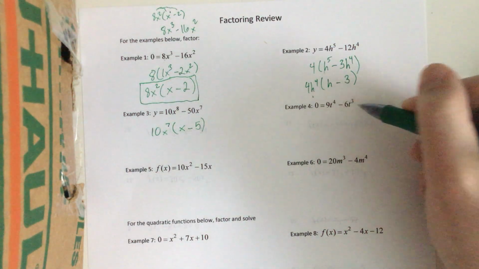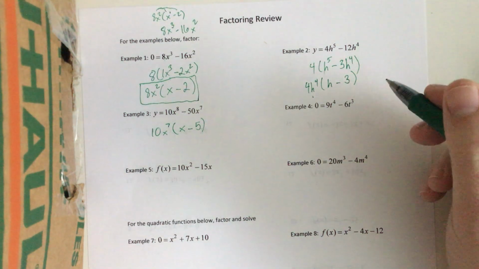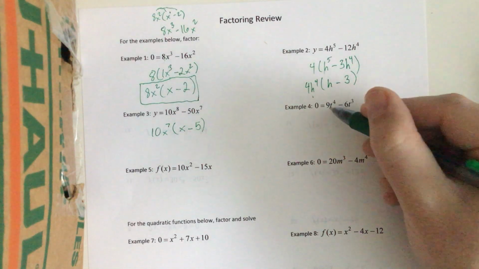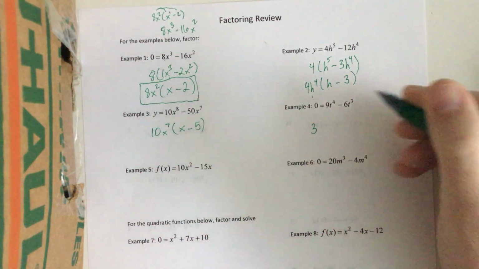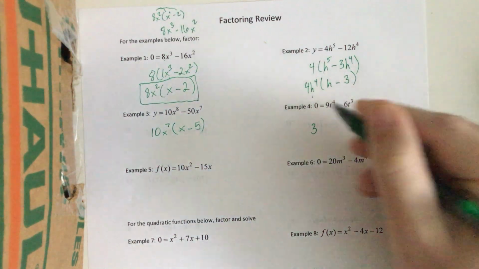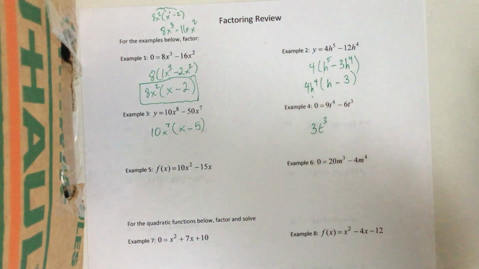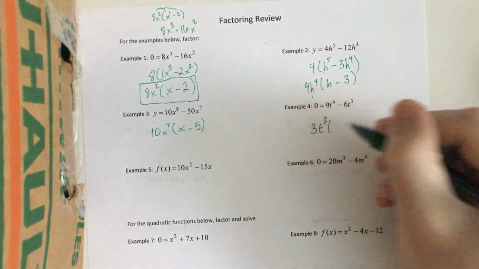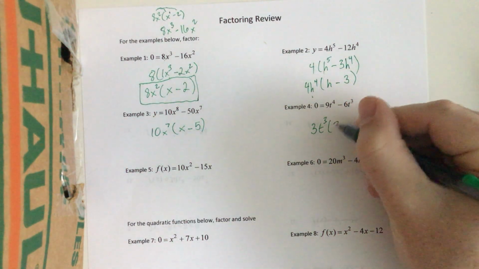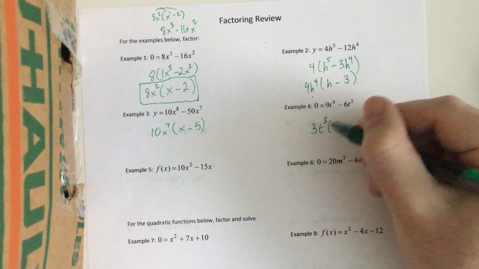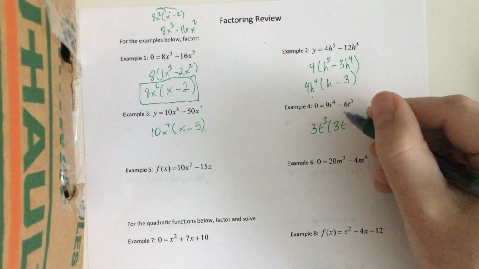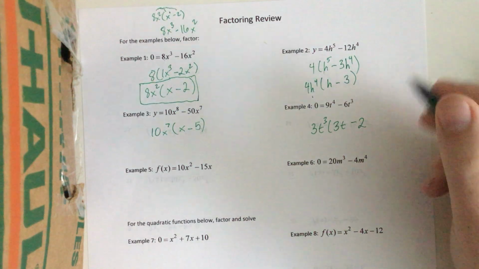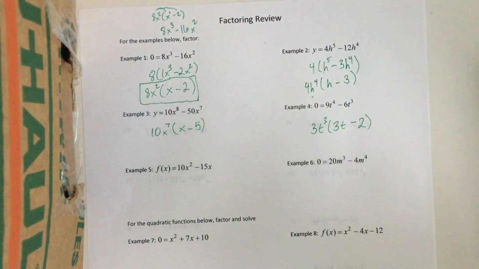For 9t to the 4th minus 6t cubed, see here, the greatest number we can take out from both these is 3. And this is 4 t's, this is 3 t's, so I can take out 3 t's, a t cubed. 9 divided by 3 is 3. If I take away 3 t's from the t to the 4th, we're left with 1 t. 6 divided by 3 is 2, and all the t's are gone from that.